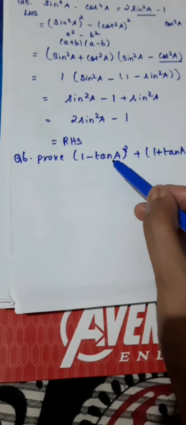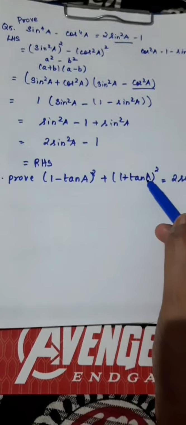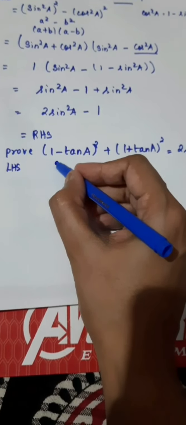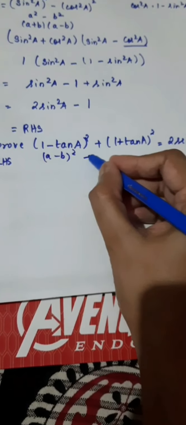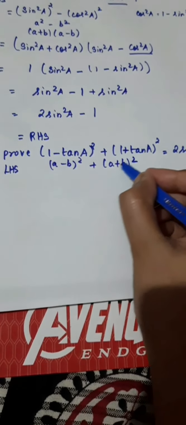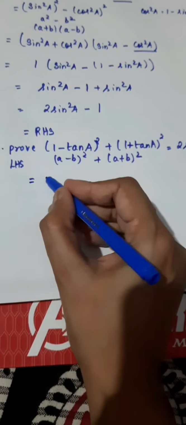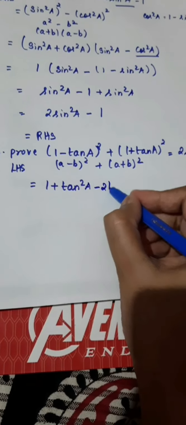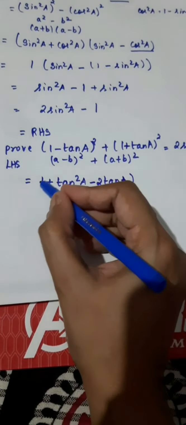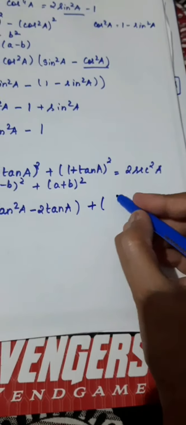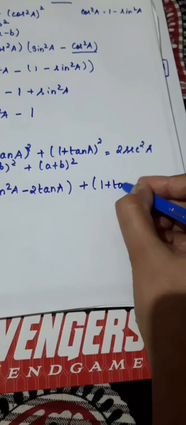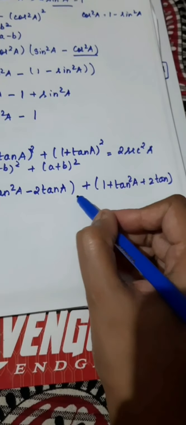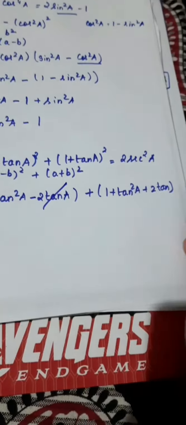Next, question 6. If you see, 1 minus tan A whole square plus 1 plus tan A whole square is the LHS. A minus B whole square and A plus B whole square. So by expanding the formula, A square, 1 plus tan square A minus 2 tan A, plus 1 plus tan square A plus 2 tan A. A square plus B square plus 2AB. So 2 tan A and 2 tan A will cancel.